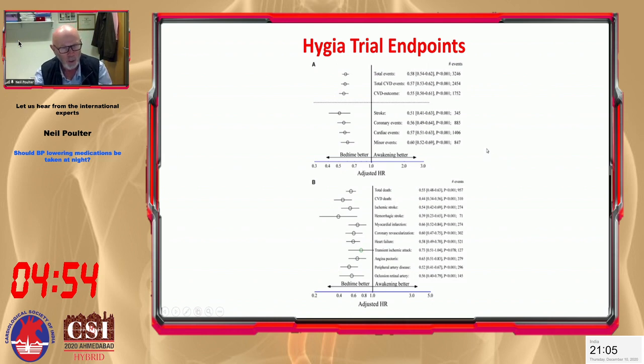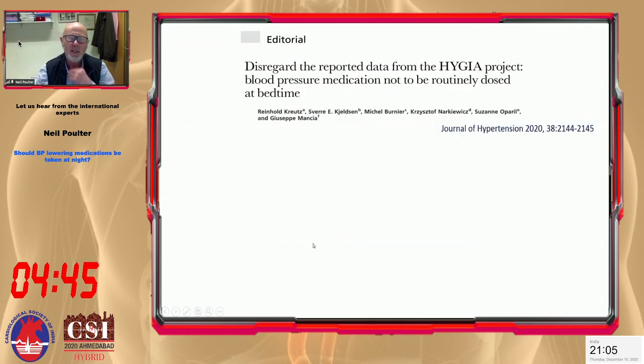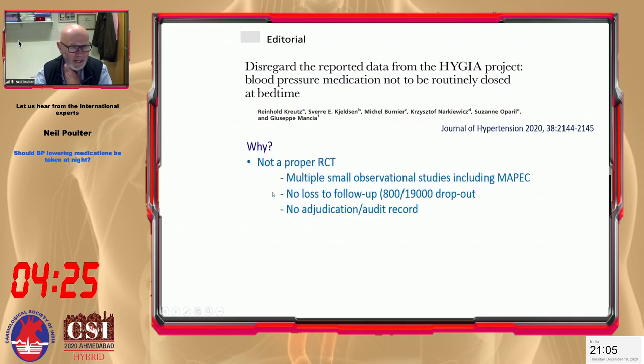So I personally came to the conclusion that these data were not correct and worried about whether it was a trial or not. That was supported by this article in the Journal of Hypertension this year, by 4 or 5 heavyweight names in the world of hypertension, whose title was Disregard the Reported Data from the HYGEA Project, and that blood pressure medication should not be routinely dosed at bedtime. Why do they say that?